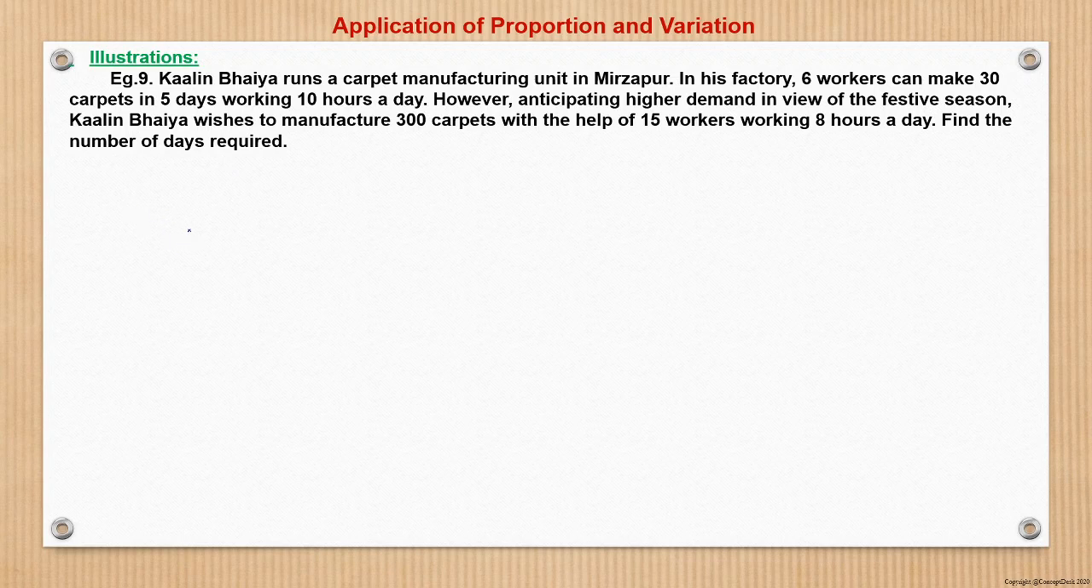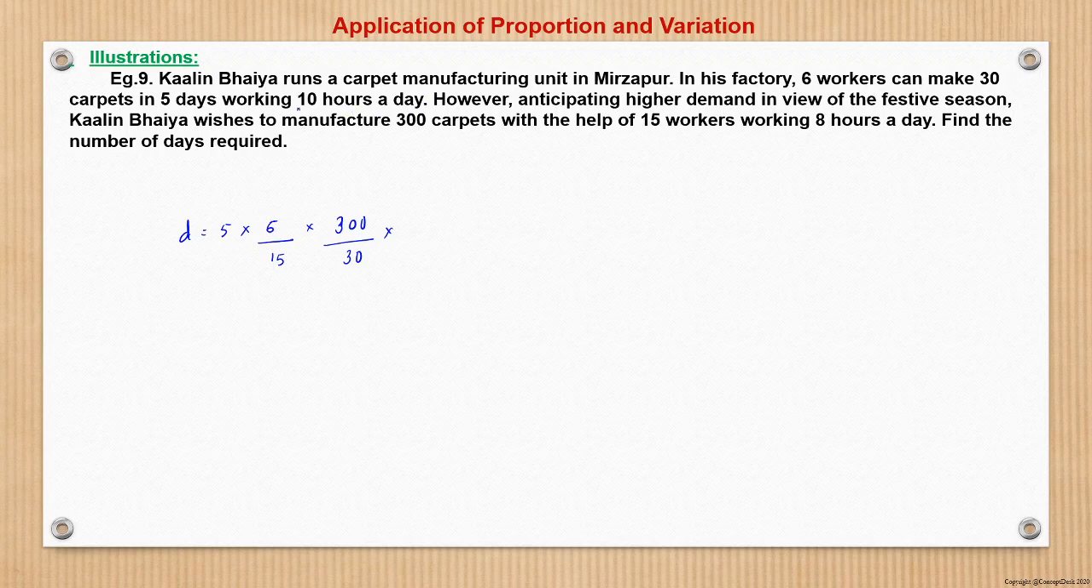So again here the question is, the number of days would be the initial number of days. How many days were required? 5 days. Now what is the first variable? Number of workers. More workers, less number of days is required. So it will be 6 upon 15 workers in the second case, right? Now the second variable is number of carpets. More carpets, more days required. So it will be 300 upon initial 30, right?